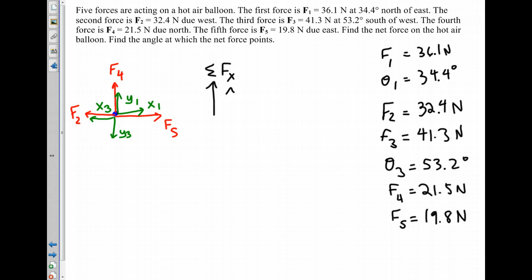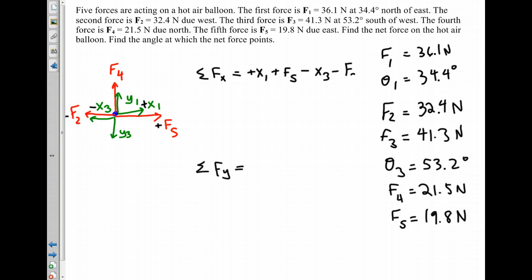So I'm going to sum all of the x forces, okay? And then I'm going to sum all of the y forces, okay? And we'll see why we do this. So when I sum the x forces, I have to look at each force and either make it positive or negative based on whether it's rightward or leftward pointing. So I see x1 will be positive, that's to the right. F5 will be positive, x3 is a negative force, this is a negative force, F2. Okay then, I'm ready to go. Positive x1 plus F5 minus x3 minus F2 is what I have. Like that.